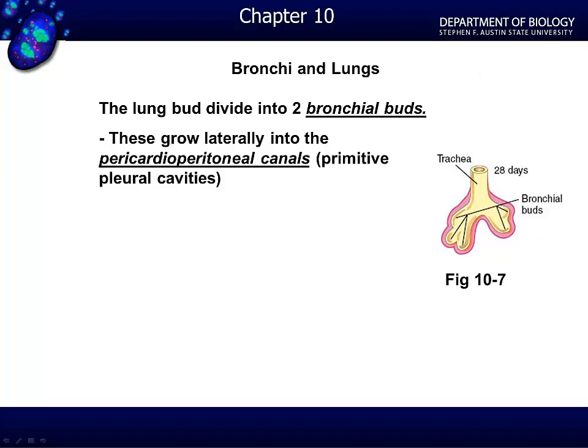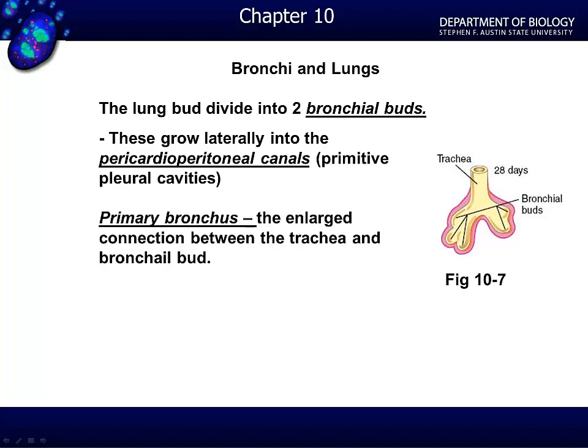So we have our bronchial buds that are going to form. And again, these are going to grow into this area where we have our pericardio-peritoneal canals. Now, this is where we're going to form our pleural cavities for the adults. So they're moving into this area. And again, if we have a posterior lateral defect in our diaphragm and we allow abdominal contents to come up, there's not going to be space for these to expand. We already saw that with our pulmonary hypoplasia.